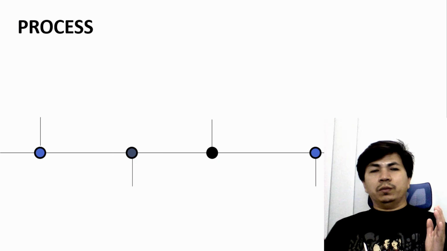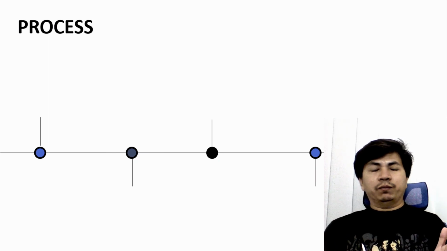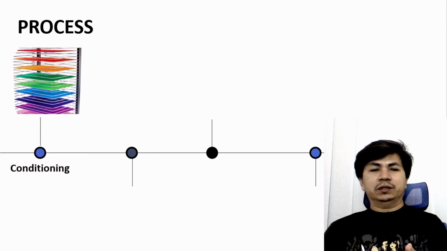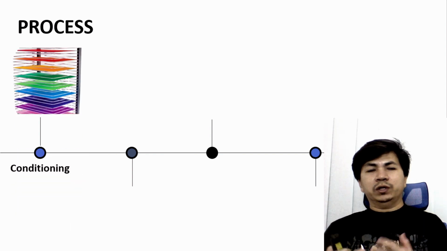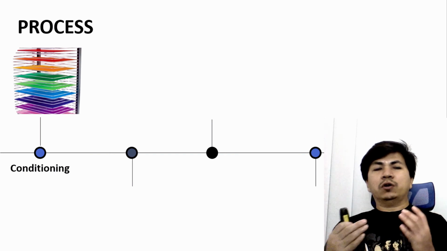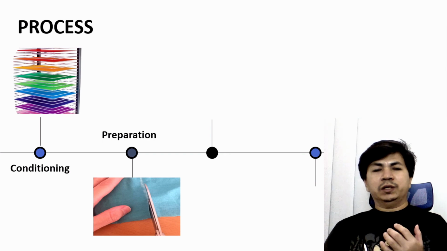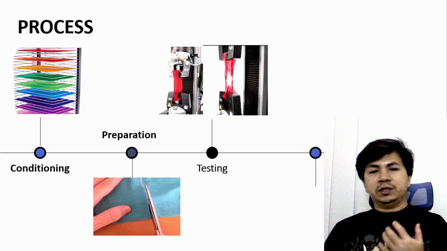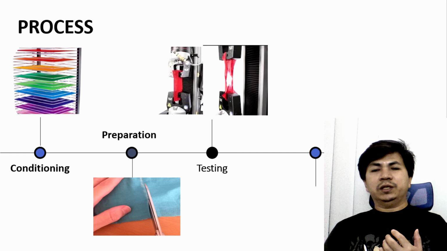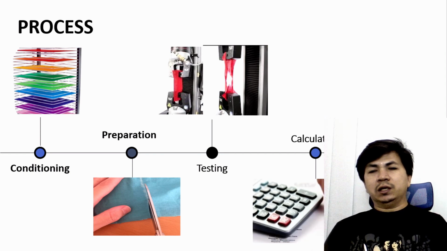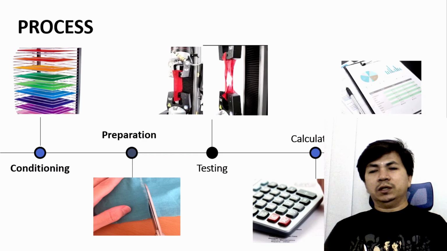So we see now the process. What is the main process of this test? First, when we receive the sample, we condition it, then we prepare the specimen and test the specimen, then the calculation, and after calculation, reporting. This is the total process of this test.